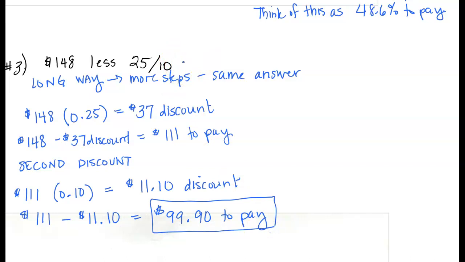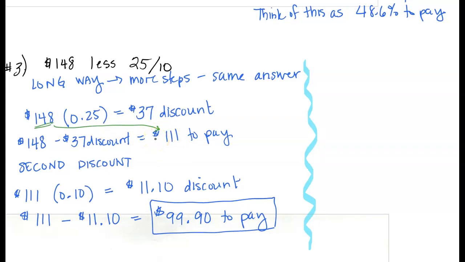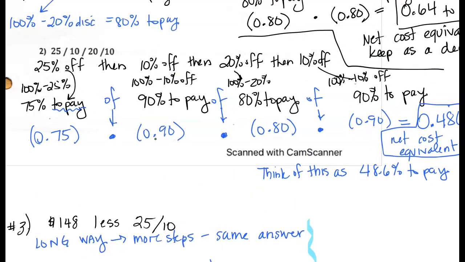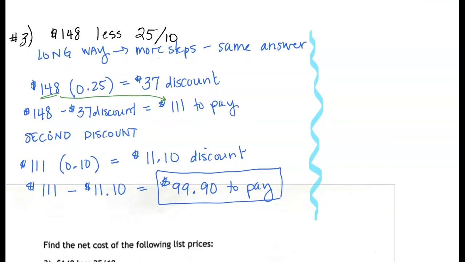Okay. Over here on the right, I'm going to show you just a slightly shorter version. Okay. So I can go right from $148 original amount to the $111 to pay using that idea of what we call the complement. So what we were just doing right here, that if we said we had 25% discount, the percent to pay was 75%. So using that idea right here is where we're going to go.